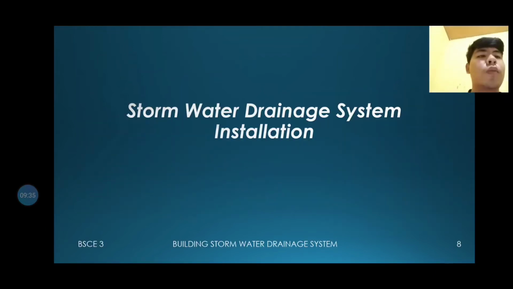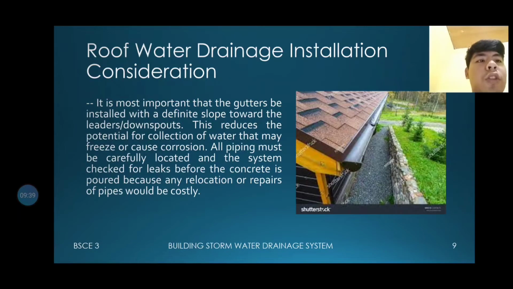So, next is ang storm water drainage system installation. Roof water drainage installation consideration. It is most important that the gutters be installed with a definite slope towards the leaders or downspouts. This reduces the potential for collection of water that may freeze or cause corrosion. All piping must be carefully located and the system checked for leaks before the concrete is poured because any relocation or repairs of pipes would be costly.